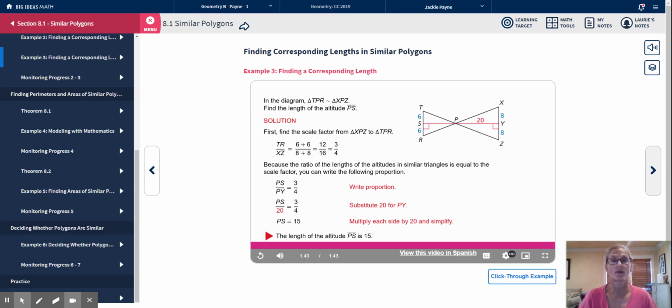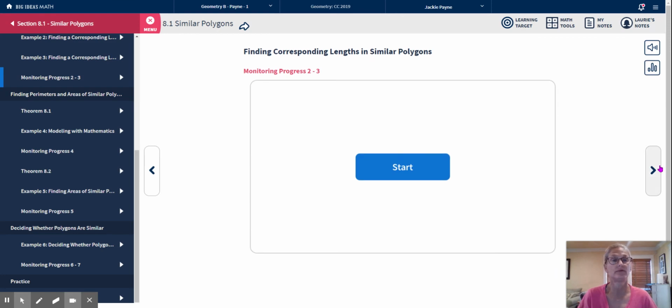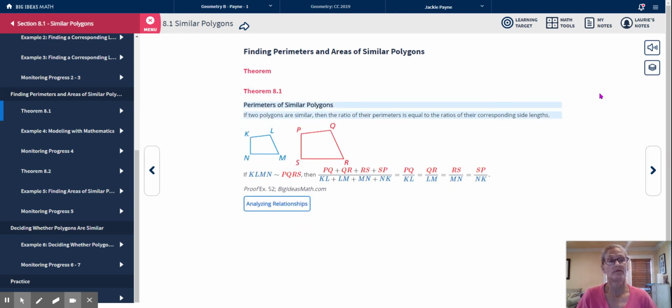Now, once you're able to find those corresponding lengths, then we can further apply it to perimeter, which is all the way on the outside, and area, which is on the inside. Again, this is a repeat of a concept you've seen before, so hopefully it seems more familiar to you. We've got a theorem. If two polygons are similar, then the ratio of their perimeters is equal to the ratio of their corresponding side lengths. It's going to be exactly the same. Here's a way you can state it.